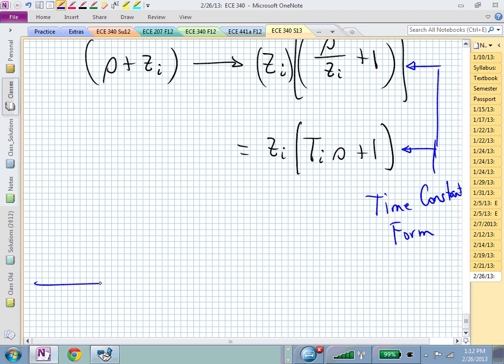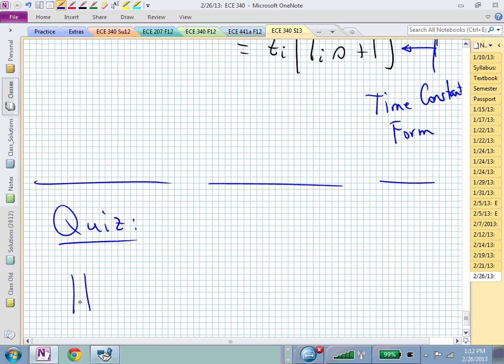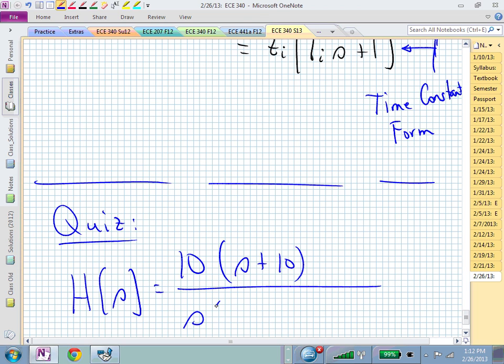Let me see if we're all understanding this process by the following quiz. Here's a transfer function. H of s is equal to 10 times s plus 10 over s times s plus 0.1 times s plus 100 squared. Now, put that in time constant form.